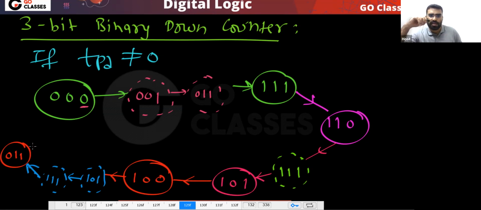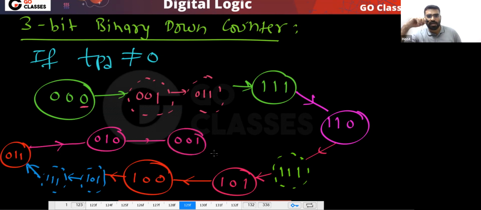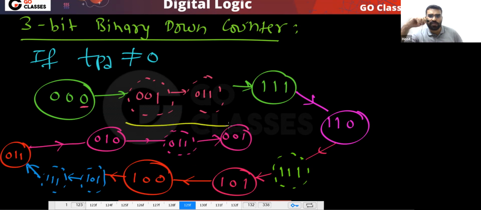How many transient states from 011 to 010? There is no transient state. 0. For this transition, how many transient states? There will be one transient state. First the LSB will change, then the second bit will change. Okay, very good. And finally, no transient state.